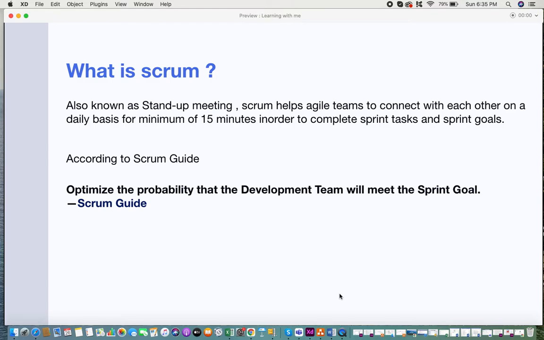So according to the Scrum Guide, this is what Scrum is. Scrum helps to optimize the probability that the development team will meet the sprint goal. So the goal is always to increase the probability of achieving the sprint goal by the development team.